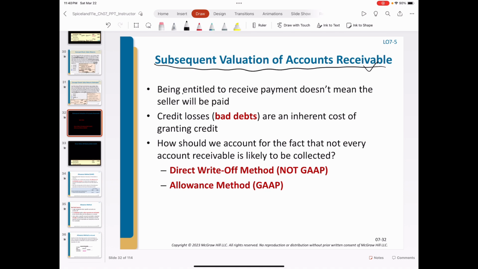mean the company will receive all the payments from the clients. In other words, some receivables will finally become bad debt or credit loss, and this is an inherent risk for accounts receivable. So how do we account for these considerations in the accounting information system? One is direct write-off, which is very simple, but it is not allowed under GAAP. We focus on the allowance methods.